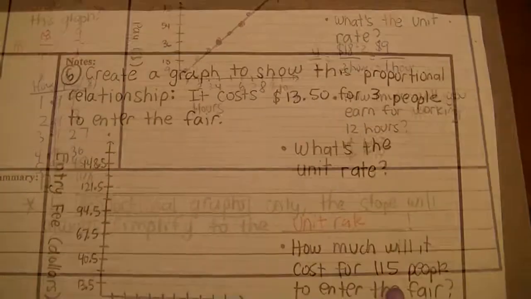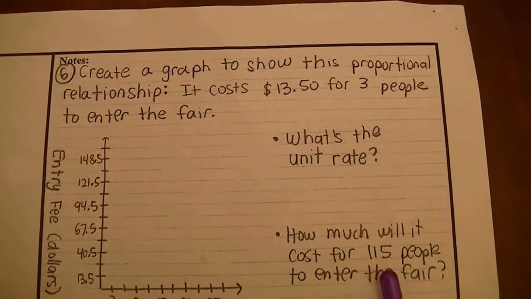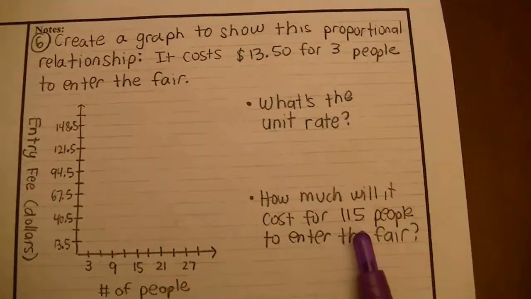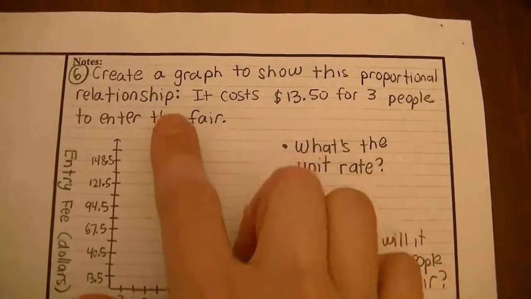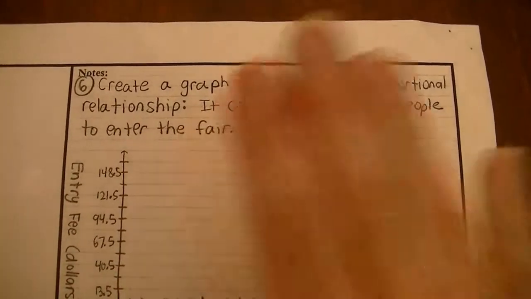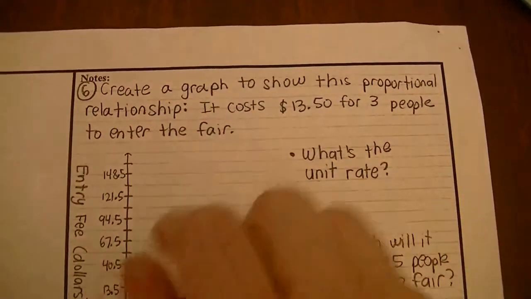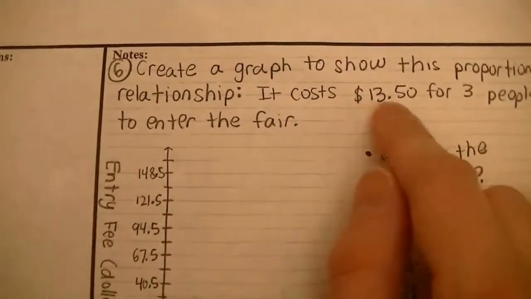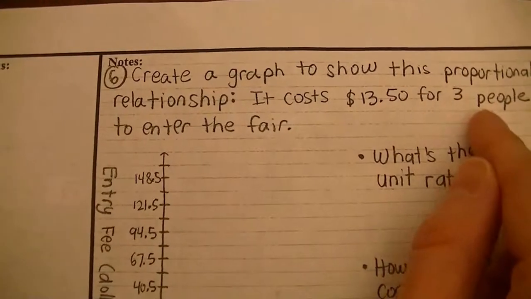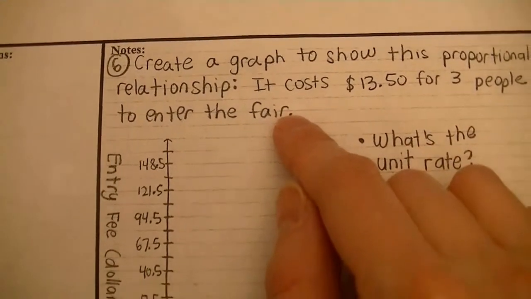Okay, turn the page. Number 6 says, create a graph to show this proportional relationship. And we know it's going to be proportional because it tells us. And what I know about proportionality in graphs is it's going to be linear and pass through the origin. So here is the statement. It costs $13.50 for 3 people to enter the fair.